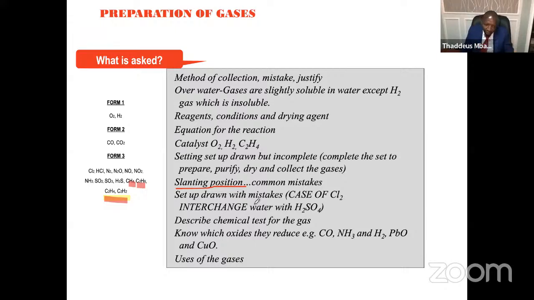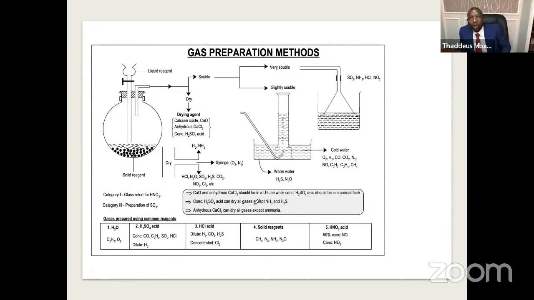And of course, their chemical properties. Then you talk about the uses of the gas. So let me now go to the octopus himself. This is now the octopus technique. This single diagram navigates and summarizes the preparation of all the gases that are in the syllabus.